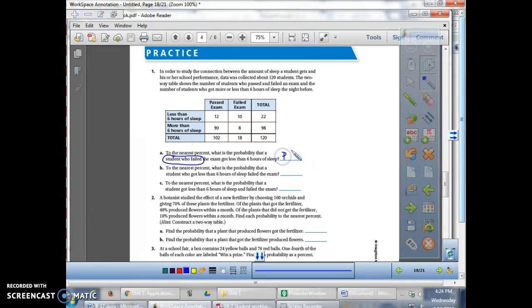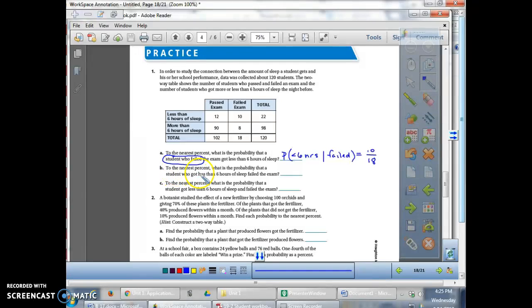So it's going to be the probability of less than 6 hours, given that they failed. So I'm going to use my formula, which says look at the intersection of the two. So I need less than 6 hours with failed. It's these 10. And then I'm going to put as the denominator the given, which is the failed. So I'm looking at 10 out of 18. And I'm just going to really set these up for you because that's what we really need practice doing, just to save time. So that's the first one.